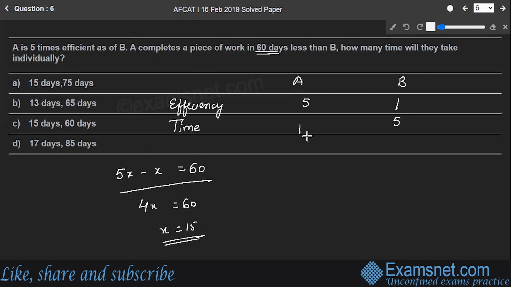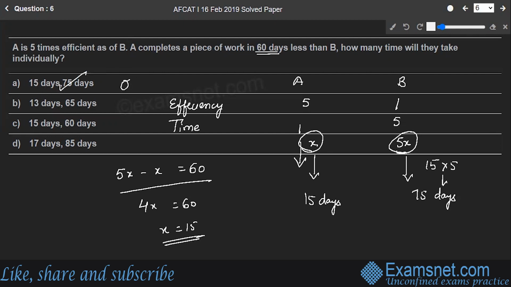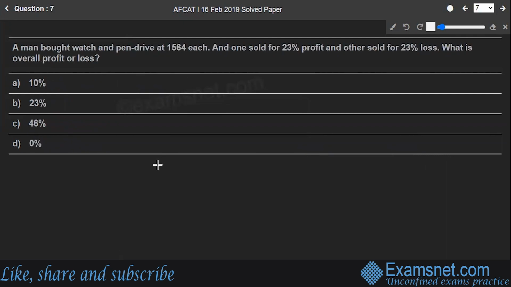So the time taken by A will be equal to x. Here I'm taking this one as x and this one will be 5x. This is the time taken by A and B respectively. So what do you have to find out in the question? How much time will they take individually? So A will take 15 days and B will take 15 into 5, 75 days, right? So let's check with the options. We have option A as the answer to our problem. Hope you're clear.